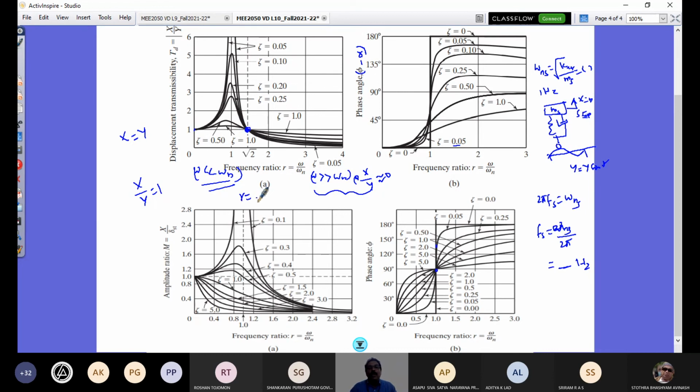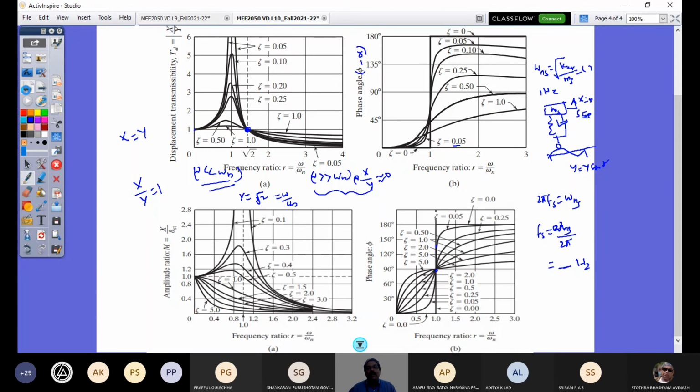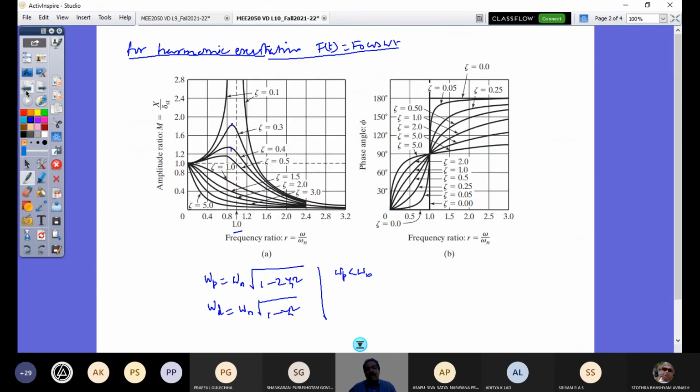Whatever may be the damping coefficient of your suspension, if your r value is equal to root 2, what is that? It's omega by omega n. Again, you are going to have this one value, right? It's not at resonance. The r value, omega by omega n, is root 2, that's 1.414. You would have transmissibility 1 again. That can be seen easily by looking at this equation.